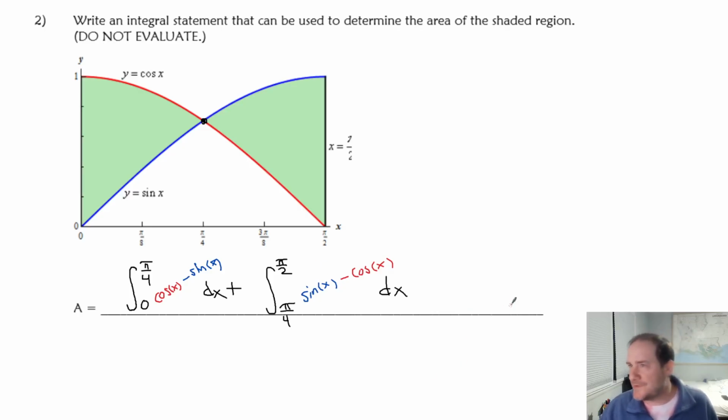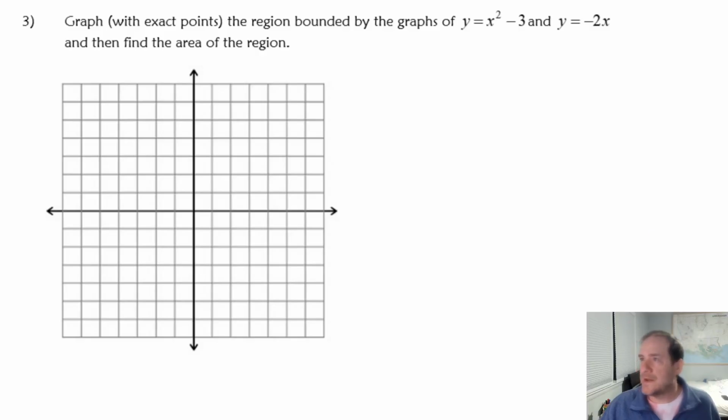And you don't have to do any more. It literally says do not evaluate. So I'm not expecting you to actually use the fundamental theorem of calculus where you have to find the antiderivative and substitute in. We're not doing that. You just set the thing up and move on. So if you're really desperate to actually solve, then number 3 is the first one where you have to actually find the area. So we'll talk about that in 1 second.